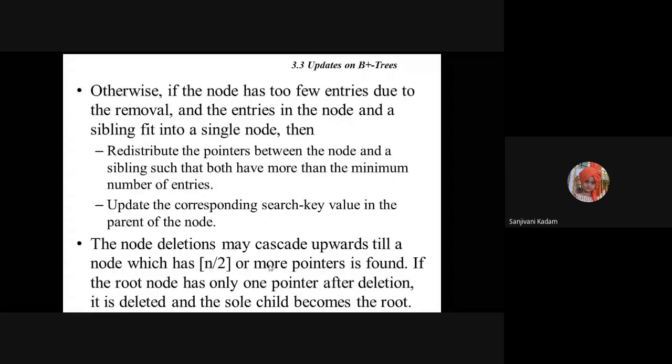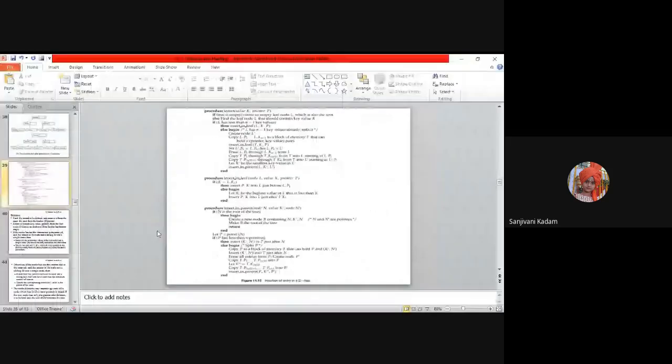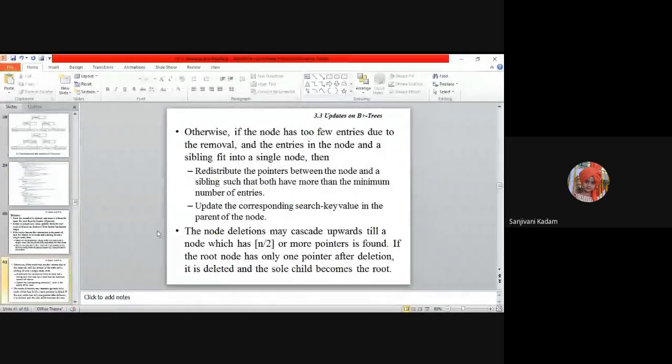The node deletions may cascade upwards until a node which has n by 2 or more pointers is found. If the root node has only one pointer after deletion, it is deleted, and the sole child becomes the root. So after frequent deletions, the tree may be reduced to a single node, which is then just the root node.